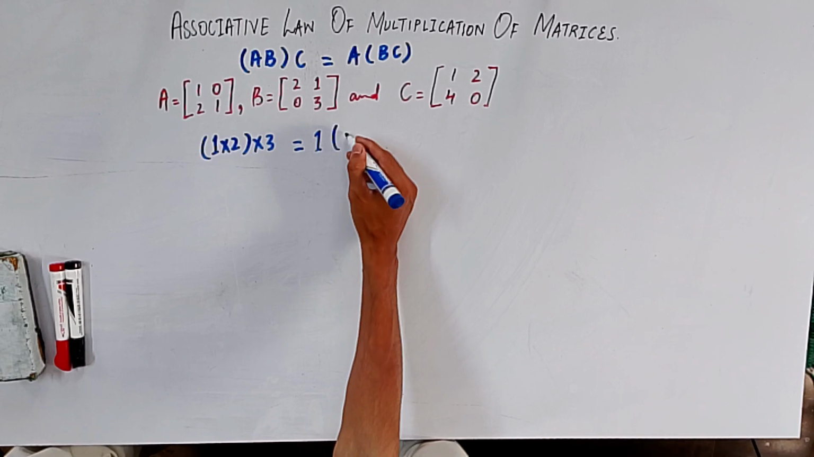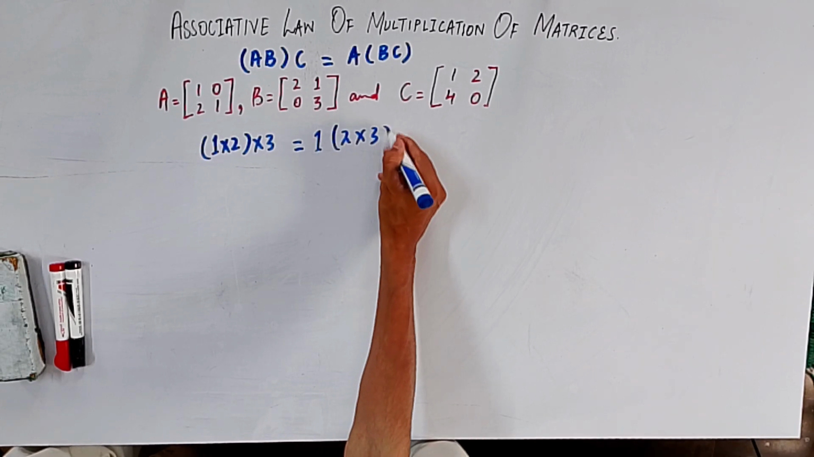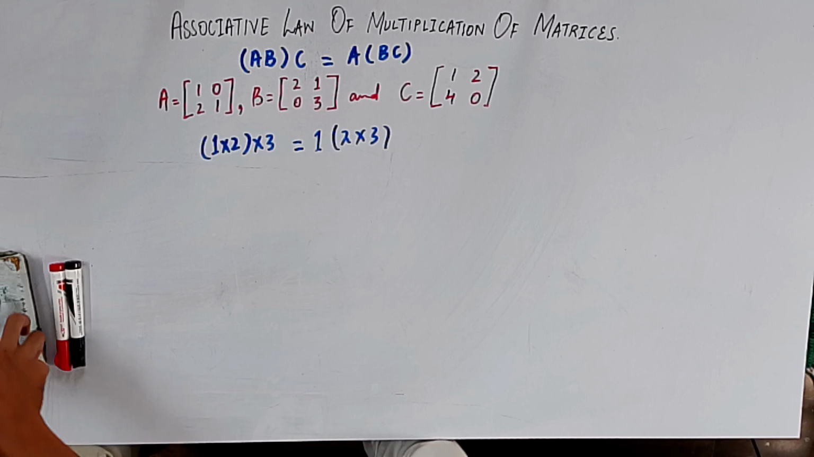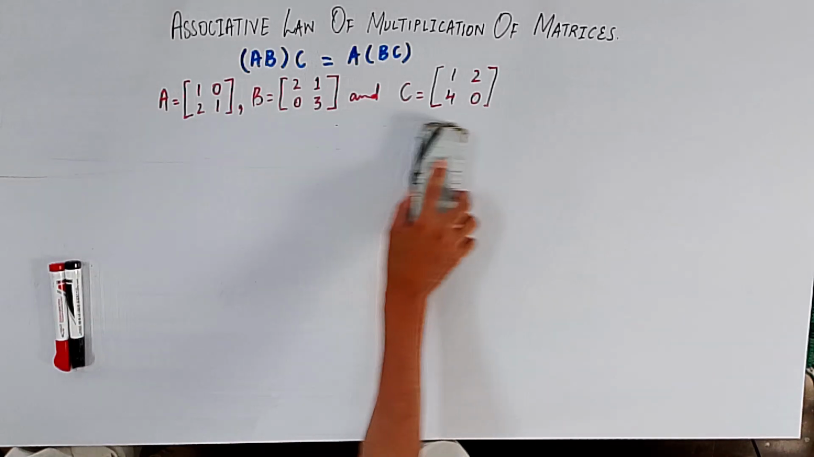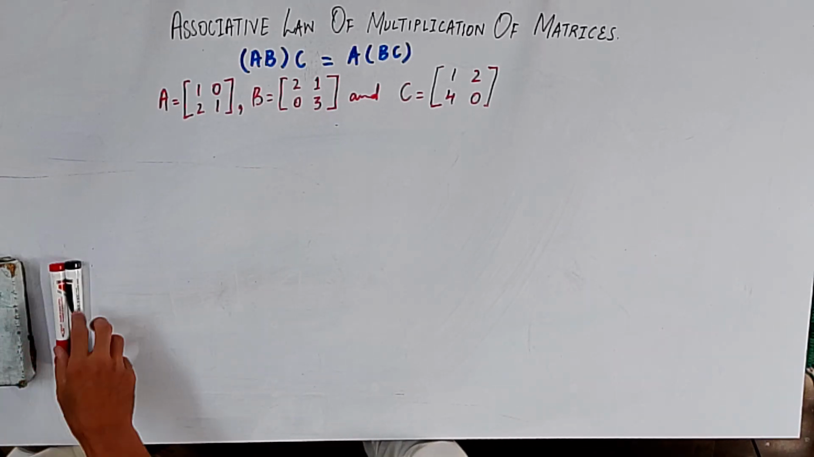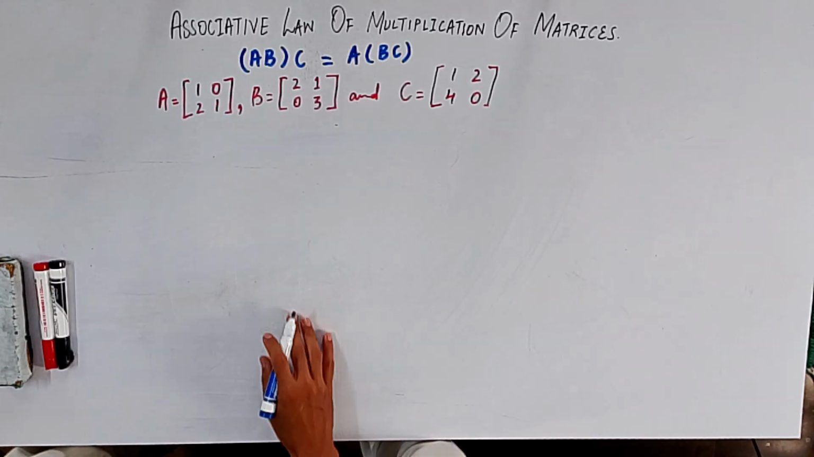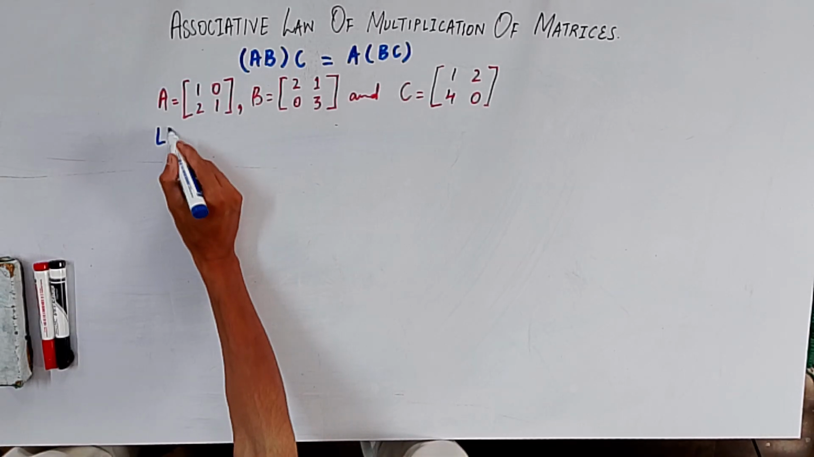So first on the right side you need to multiply the second and the third matrix first, and then you need to multiply the first matrix. So this is the law. You need to remember it as it will not be given in the question paper. Only the question, it could be written like this: verify associative law of multiplication of matrices on the given matrices. Now we have three matrices A, B, C. First do left hand side.